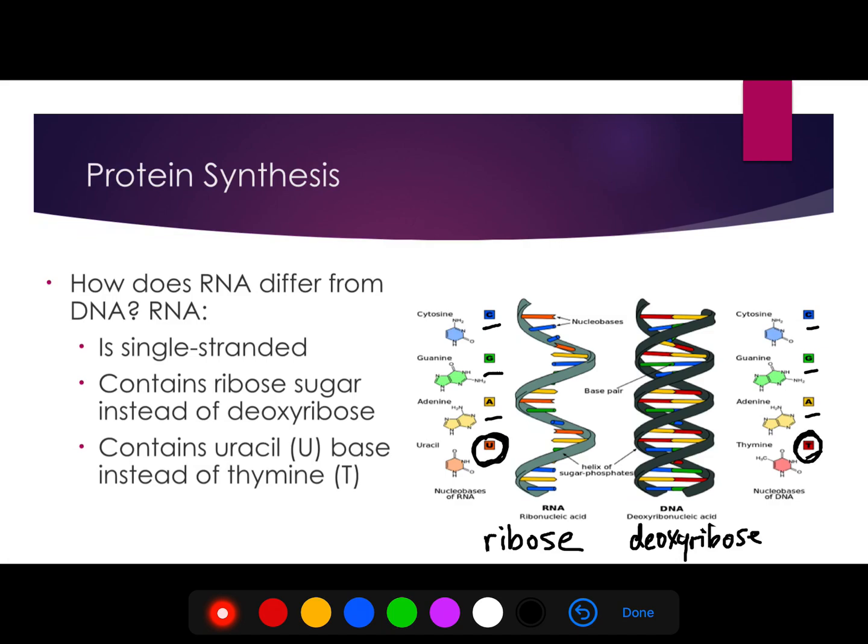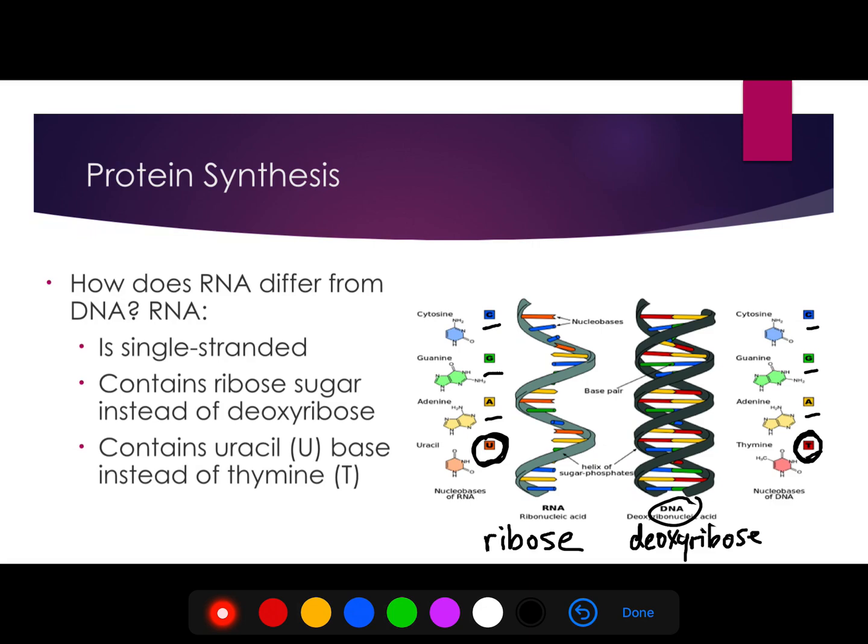So there's one base pair difference between DNA and RNA. DNA contains the thymine, or the T, whereas RNA contains a different base pair called uracil, or U, okay? So those are going to be the three big differences between these two structures. So again, the DNA is found in the nucleus of the cell, right?